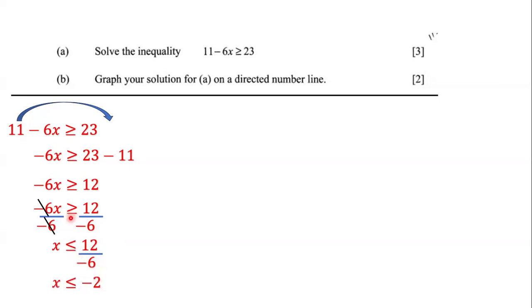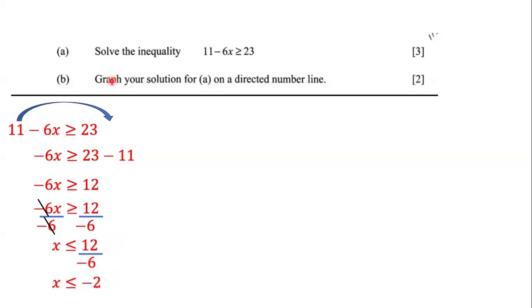Notice that here we have greater than or equal to, but here we have less than or equal to. And the reason why we changed the sign is because we divided by a negative number. So every time you're dealing with inequalities and you're dividing both sides by a negative number, you have to change the inequality. And so that's why we have x is less than or equal to 12 divided by negative 6, and that's negative 2. And so that means our answer here is x is less than or equal to negative 2.